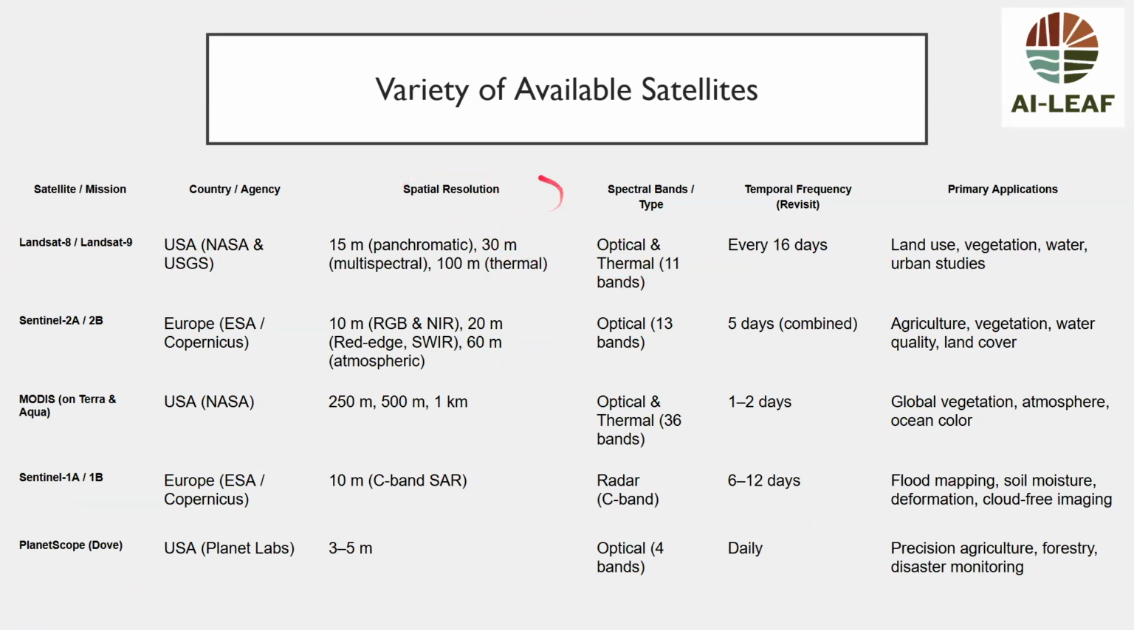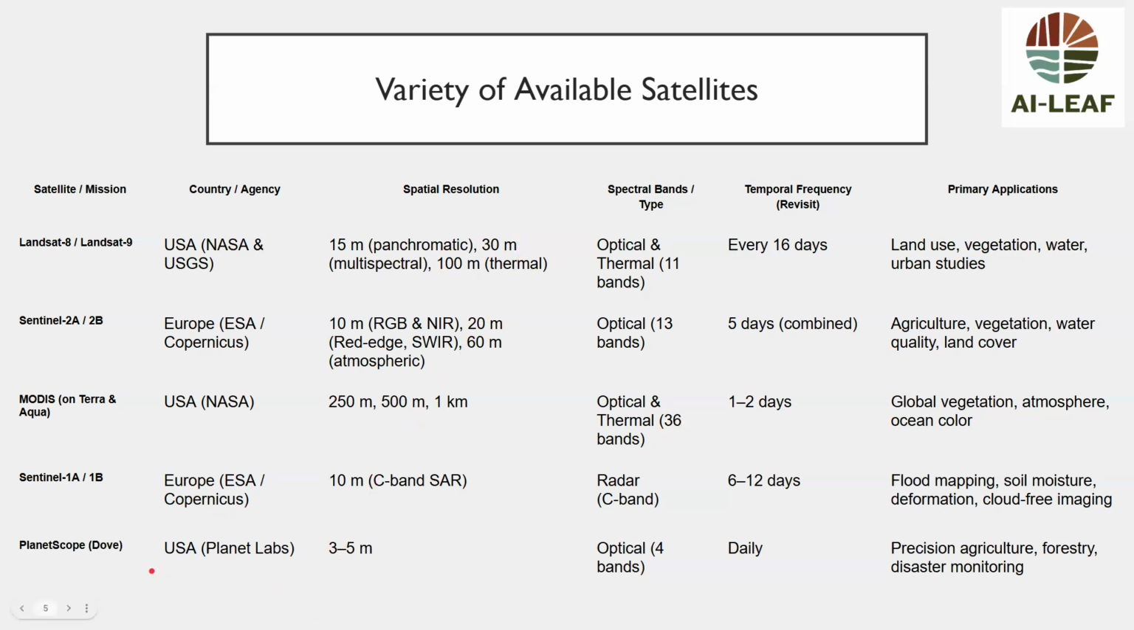What do I mean by resolution? You can think of it kind of like the resolutions of your TVs. Is it 1080p, 4K, 8K, something like that? In the sense of each pixel, how much area on the ground does it correspond to? So if a satellite has a resolution of 30 meters, that means each pixel corresponds to 30 meters on the ground. So the smaller this resolution is, the better quality your image would be.